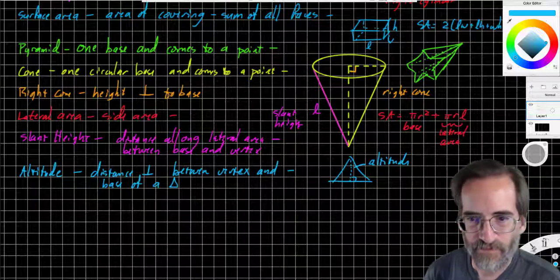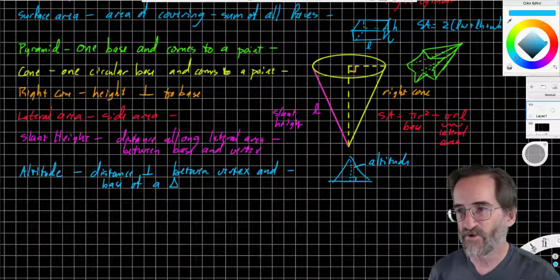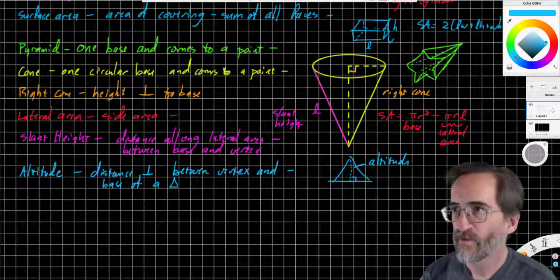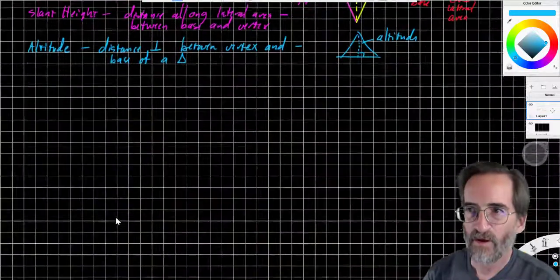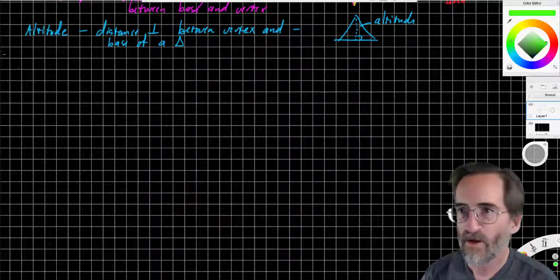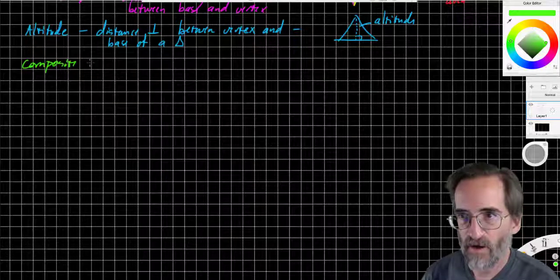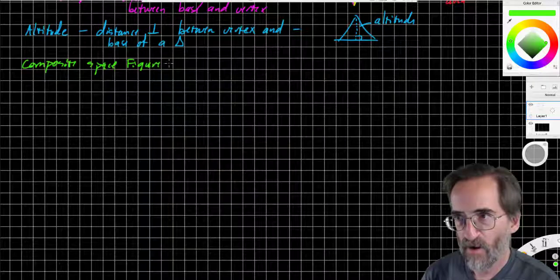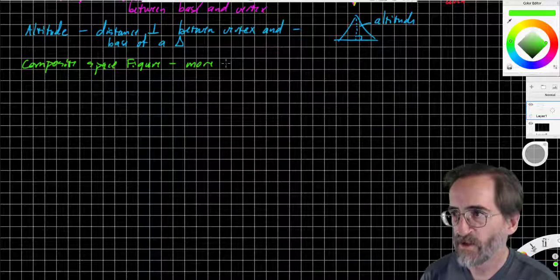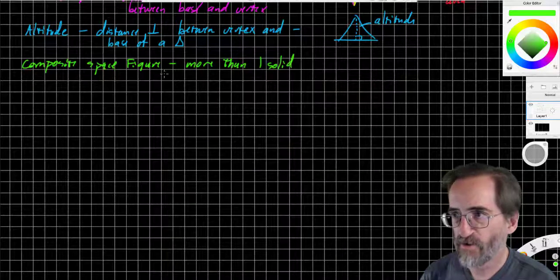Lesson 4. Composite space figure and volume. Composite space figure. More than one solid together.